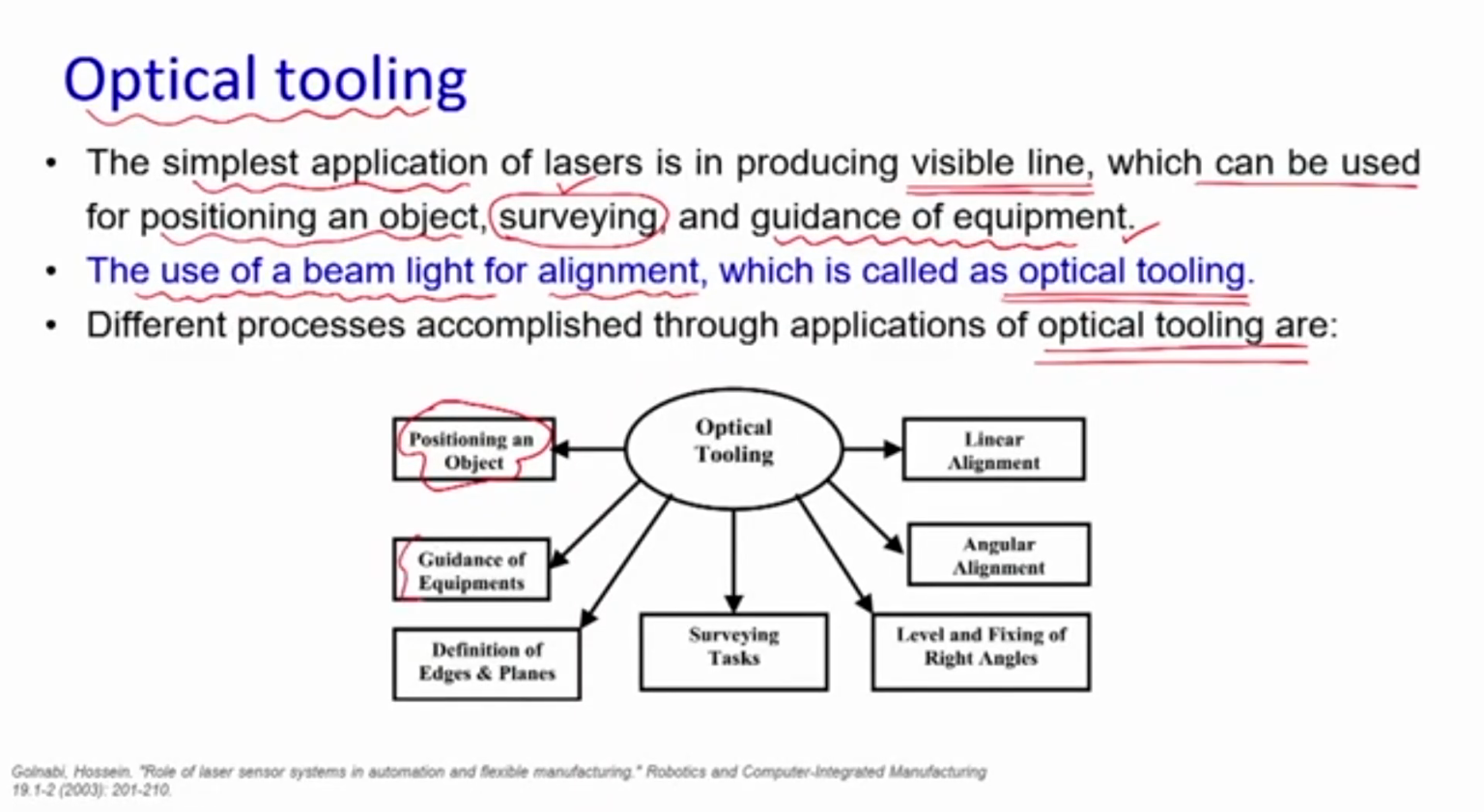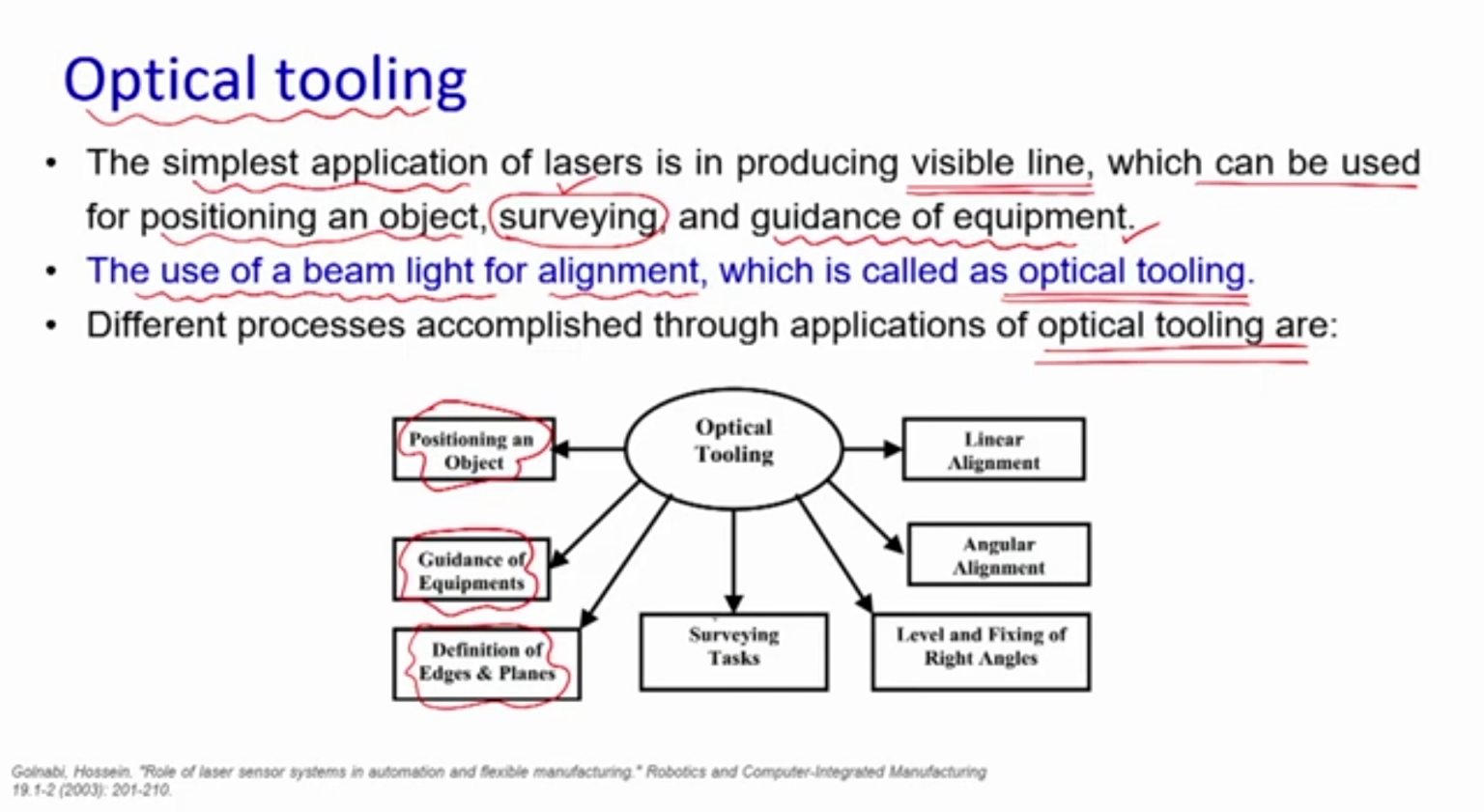Then guidance of equipment such as automated guided vehicles, then definition of edges and planes. In textile applications, when the fabric is moving on the conveyor, whether the fabric is following the required path or whether there is any offset or not, that can be detected by using the lasers. The edges of the fabric or the edges of the garment, whether they are appropriate or not, can be continuously monitored by using the lasers.